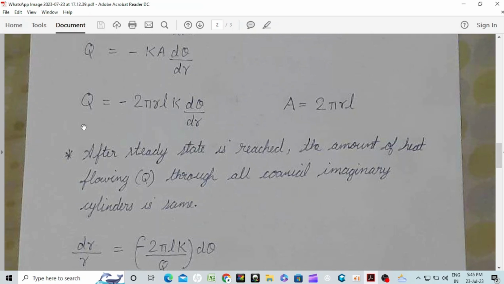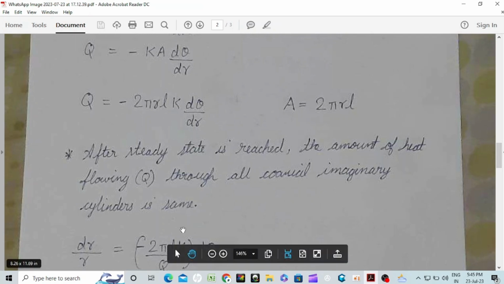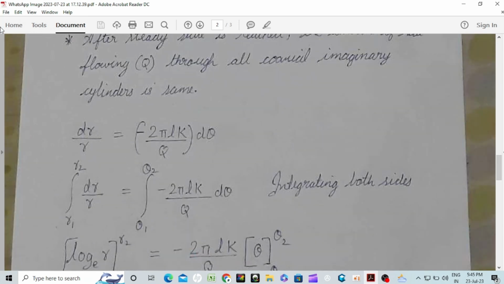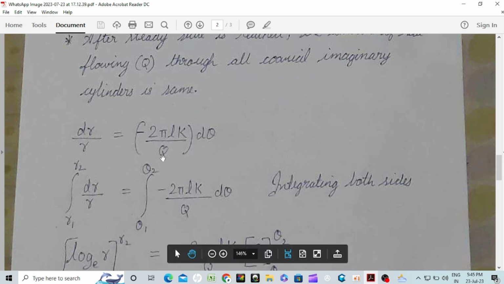Now on rearranging this equation, we get dr by r is equal to minus 2 pi L K by Q times d theta. In the next step we are integrating both sides. So we get integral from r1 to r2 of dr by r is equal to integral from theta 1 to theta 2 of minus 2 pi L K by Q times d theta.